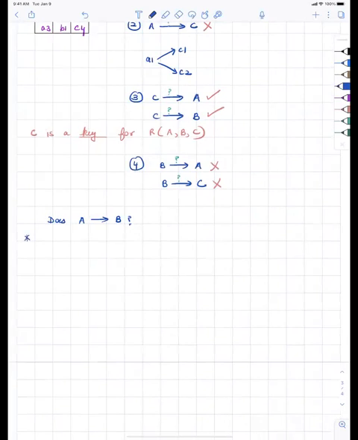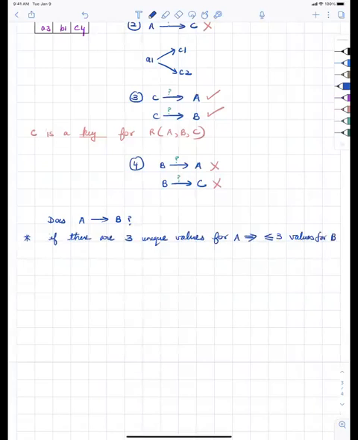So let's say if there are 3 unique values for A, that will imply less than or equal to 3 values for B. And if there are 3 unique values for B, that will imply there are greater than or equal to 3 values for A.